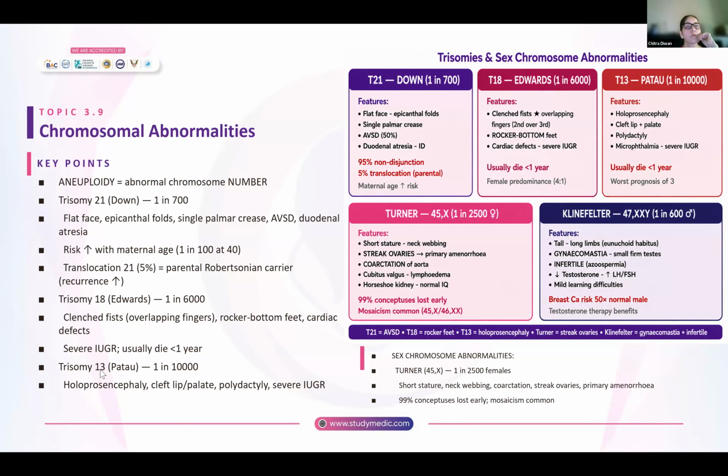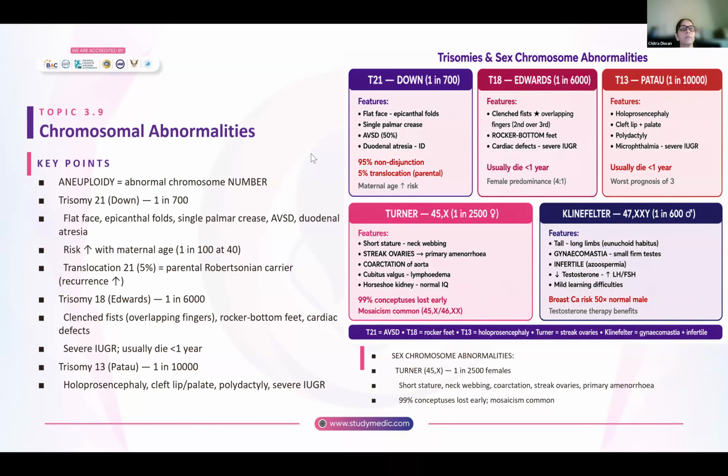Then trisomy 13, or what we call Patau, is something which is still rarer. It is about 1 in 10,000. Most of the features are similar to Edwards. You will get severe IUGR, but midline defects are more common with trisomy 13. So cleft lip or palate, defects in the development of the brain, holoprosencephaly, polydactyly, these are more common with trisomy 13.